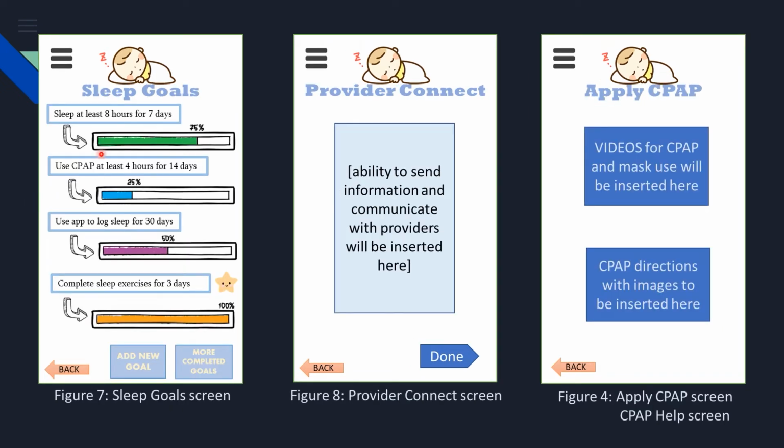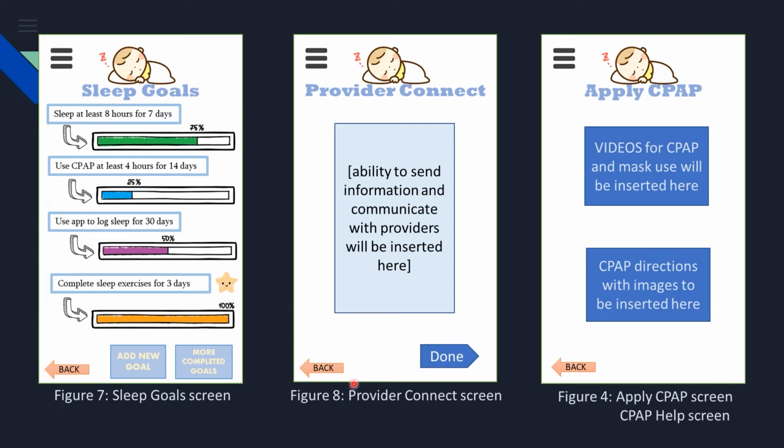Figure 7, the Sleep Goal screen. This will show auto-generated goals, such as using the app or CPAP for a certain amount of days, and users can set up their own personalized goals as well. This screen will show their achievements and progress on goals and help motivate users towards adherence. Users can be further encouraged by seeing their completed goals when they click on the bottom right, More Completed Goals. They can see how many little stars they've collected.